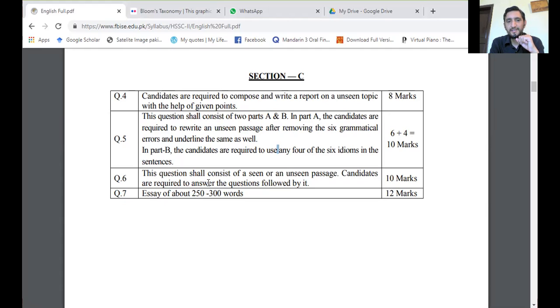So question number 6, this question shall consist of seen or unseen passage. Candidates are required to answer the question followed by it. Now this is to check your comprehension or your understanding, whether you understand it or not. So this is what real life English is. You're supposed to learn the English language, and then whatever passage you're given in English, you will be able to understand it. And last but not the least, essay of about 250 to 300 words, and it has 12 marks.